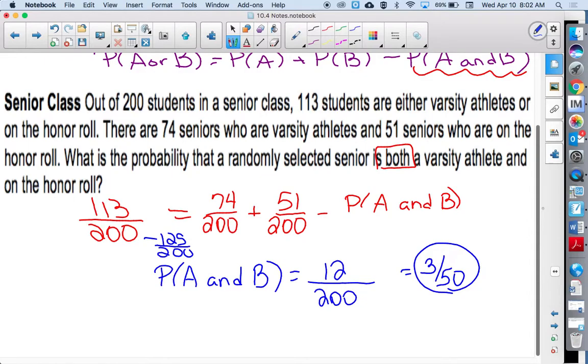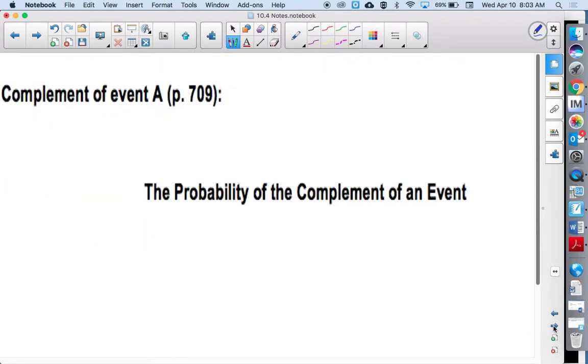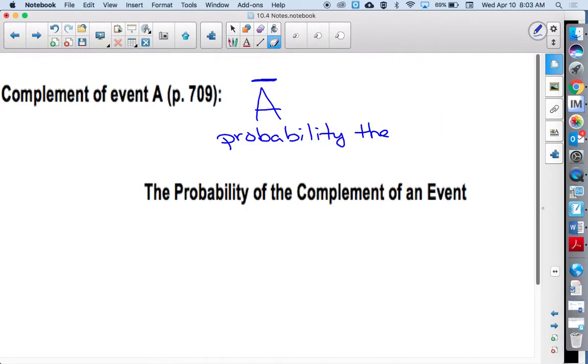So the other thing that we're going to look at today is something called the complement of A. The complement is a little A with a hat on it. And it's actually finding the probability that the event is not in A. Or let's say the outcome.